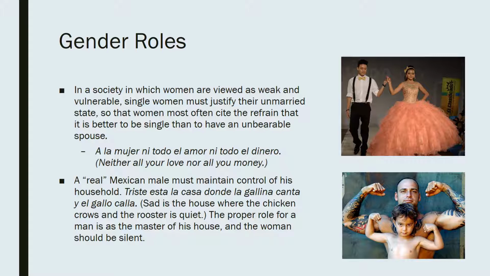Sad is the house where the chicken crows and the rooster is quiet. And so culturally, what they're saying is the proper role for a man is the master of his house, and the woman should keep her mouth shut, which obviously in today's modern era has become more of an older generation cultural thing. But the younger people in the culture are still dealing with these issues. They're still trying to break free of these traditions.